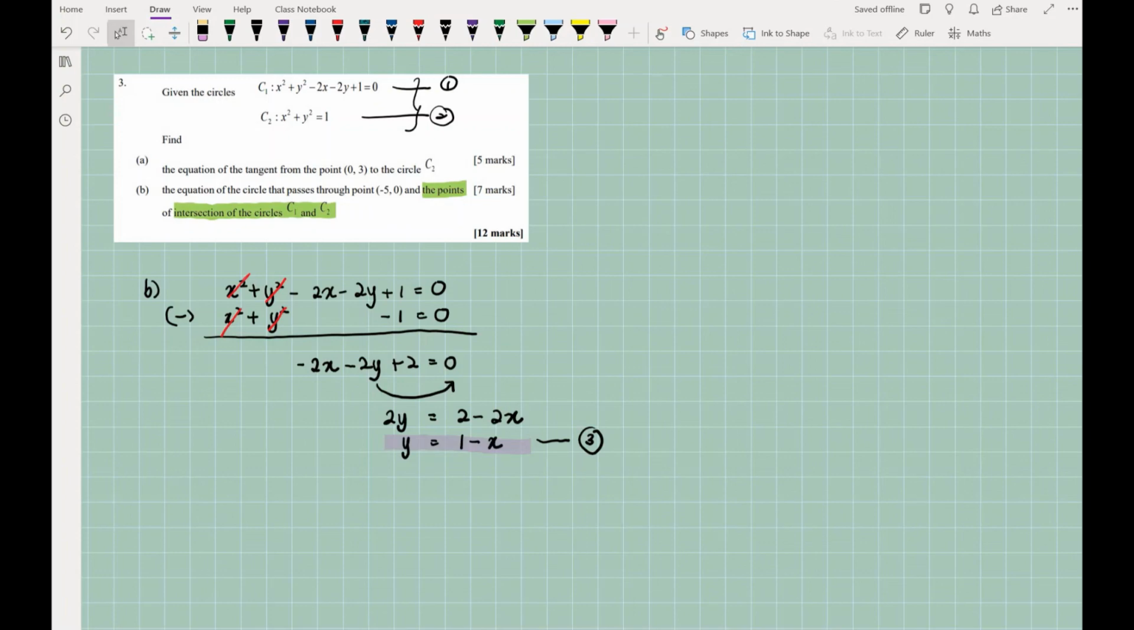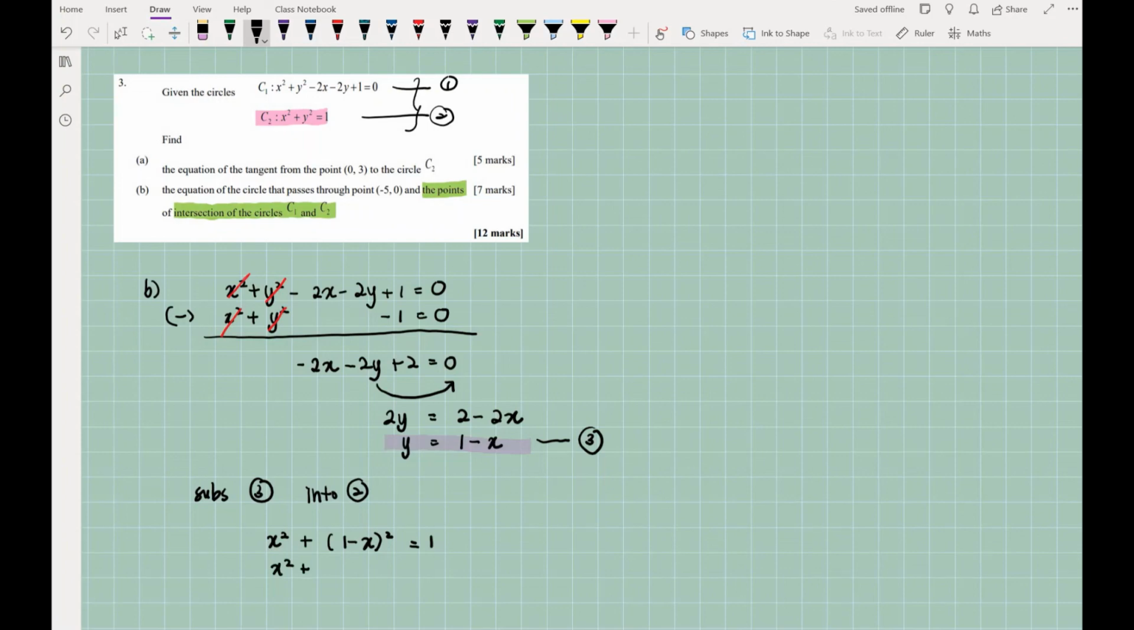So we are going to substitute this equation into any of the two circle equations. So obviously I'm going to choose the simpler one, iaitu C2. Okay, substituting equation 3 into equation 2, that will give me x square kekal plus y square will be substituted with 1 minus x. So (1 minus x) square, that is equal to 1. So dari sini, I'm going to have to expand this.